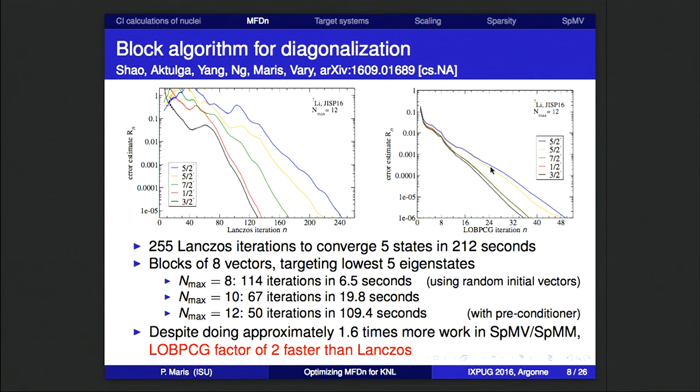So in terms of number of sparse matrix vector multiplications, we did almost about 1.6 times more work, but the total result is actually a factor of 2 faster, and this was on Edison, I believe. Of course, how much it is faster depends on the implementation and the platform.